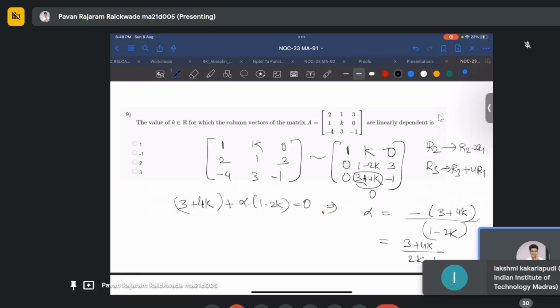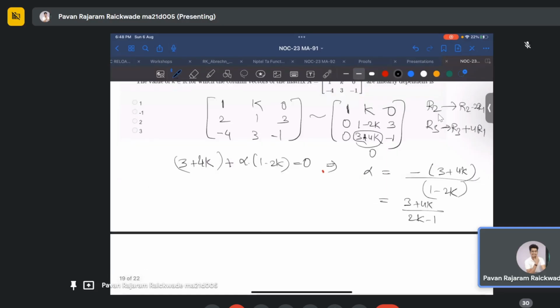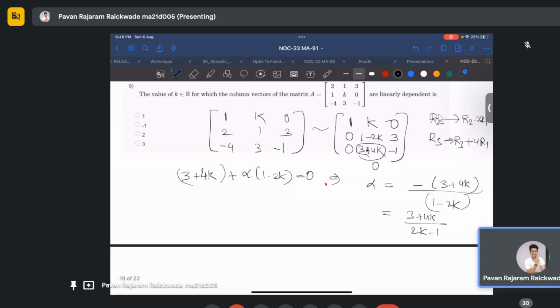But this is complicated. Okay, let's think of something else. Maybe this happened because I switched the first and second rows. Okay, let's not switch and then see what happens. So it's 2, 1, 3, and 1.